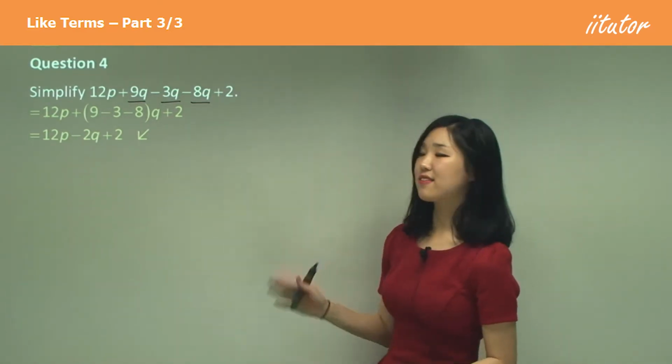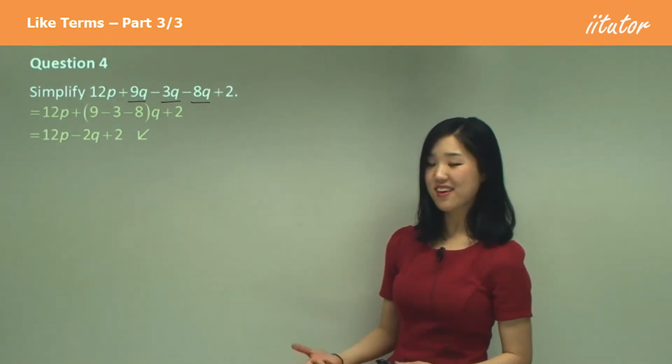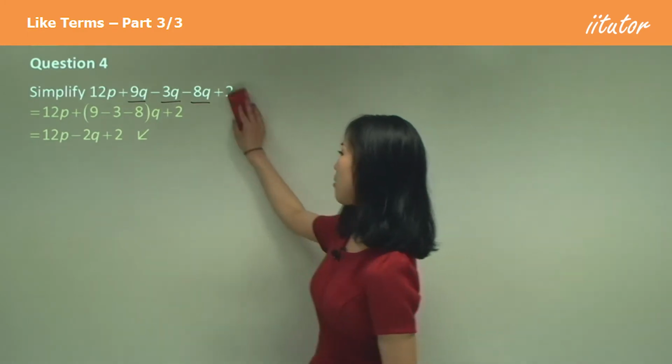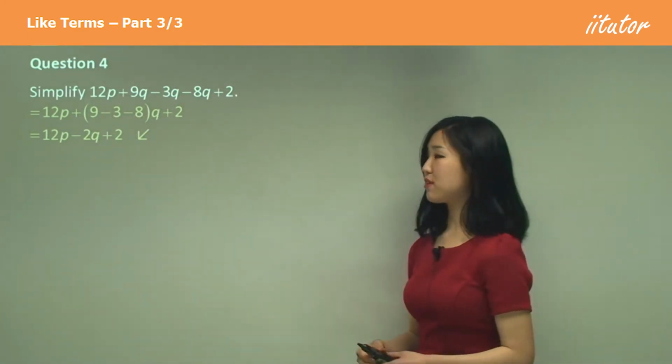And that's it, we can't simplify any further because we don't have any more like terms. That's the idea. If you don't see any more like terms, you don't need to go any further. Okay, so that's our simplest form of the answer.